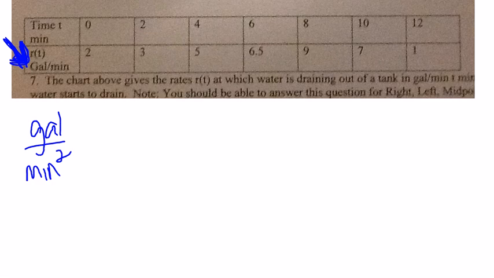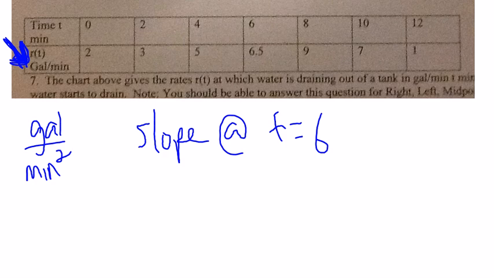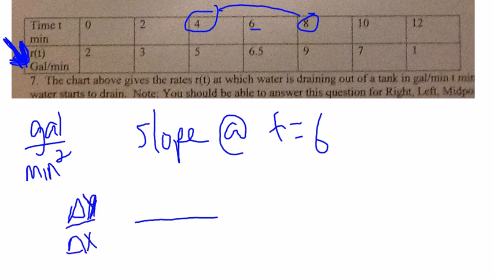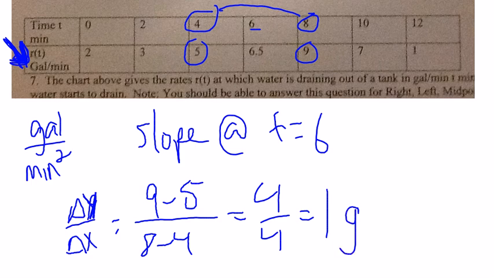So basically, what they're asking for is an approximation of the slope at t equal to 6. There's a couple ways you could do this. If this was an AP test, they'd have a couple different options for the answer. The easiest way is to just approximate the slope at 6 by looking at the 2 points that are closest to it, so the 8 and the 4. So I'm going to find change in y over change in x, and my x is 8 minus 4 to find that slope, and the y are these two, so I do 9 minus 5. That just gives me 4 over 4, which is 1 gallon per minute squared. That's all.